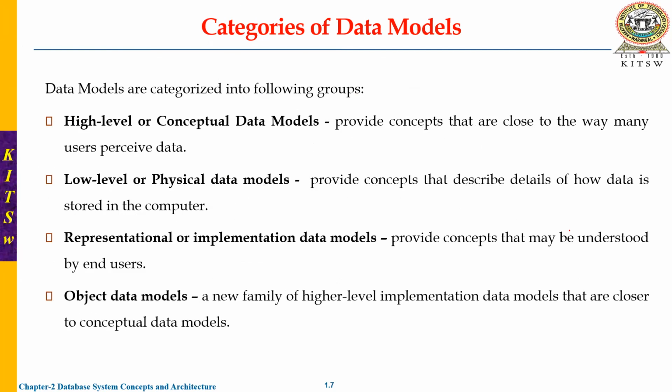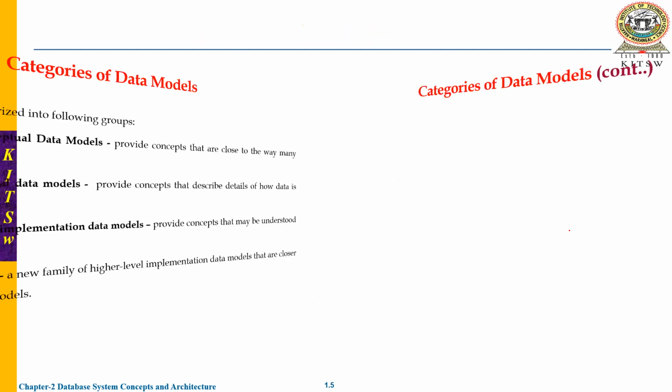High-level or conceptual data models provide concepts that are close to the way many users perceive data. Low-level or physical data models provide concepts that describe details of how data is stored in the computer. Representational or implementational data models provide concepts that may be understood by the user. Object data models are a new family of high-level implementation data models that are closer to conceptual data models.